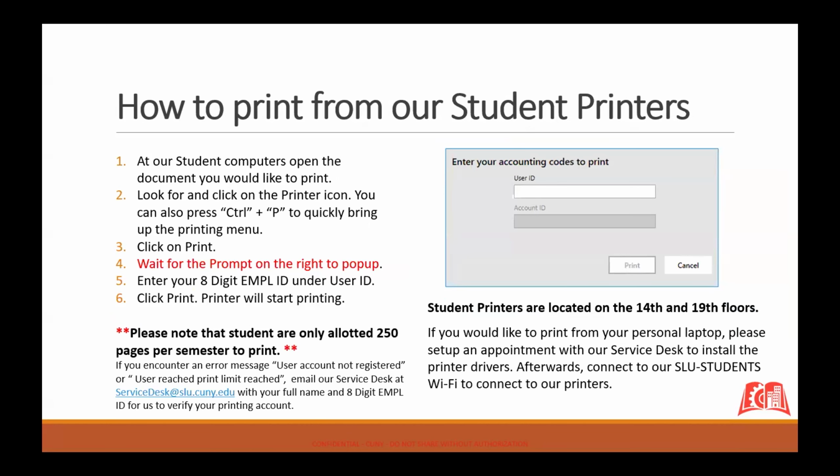Our student lab is located on the 14th and 19th floor for printing. When you print, just wait a few seconds for the pop-up here to show up. And this is where you will enter in your 8-digit MPO ID. If you entered it correctly, you should hear the printer start printing in just a few seconds. Please note that you are allotted 250 pages per semester to print.